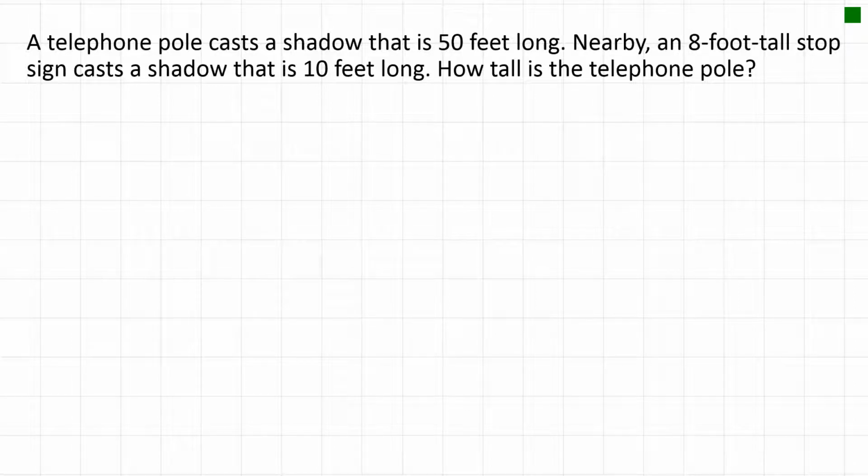Here's an example of a shadow problem, but we don't have a drawing, so we'll have to make the drawing ourselves to help us understand the problem. So a telephone pole casts a shadow. So the pole, I'll just draw a big beam like that, casts a shadow that is 50 feet long. So let's say here's the shadow that's 50 feet long.